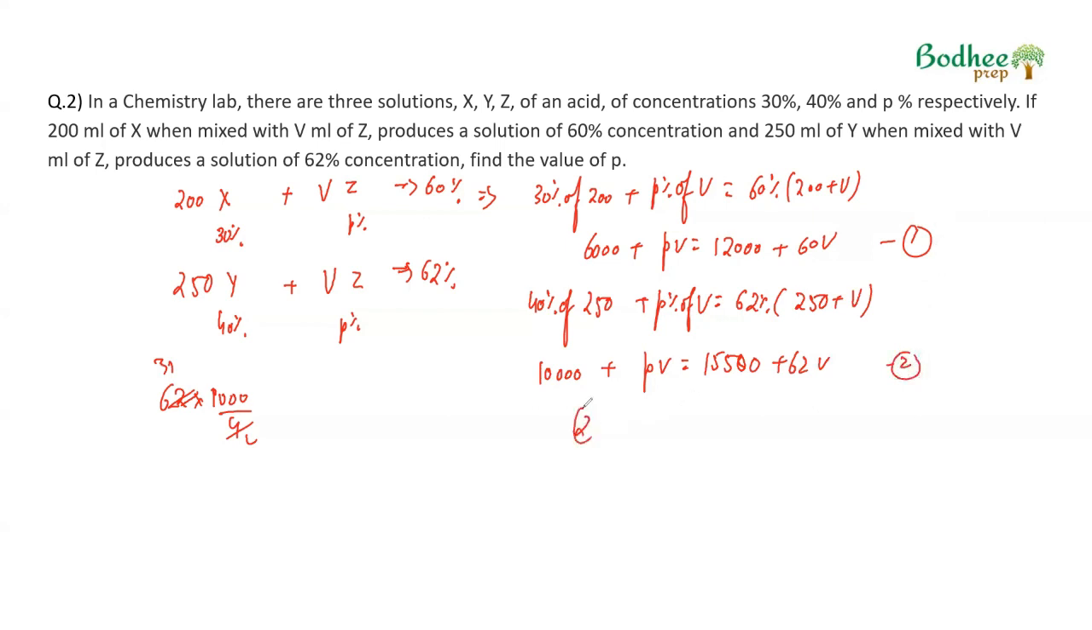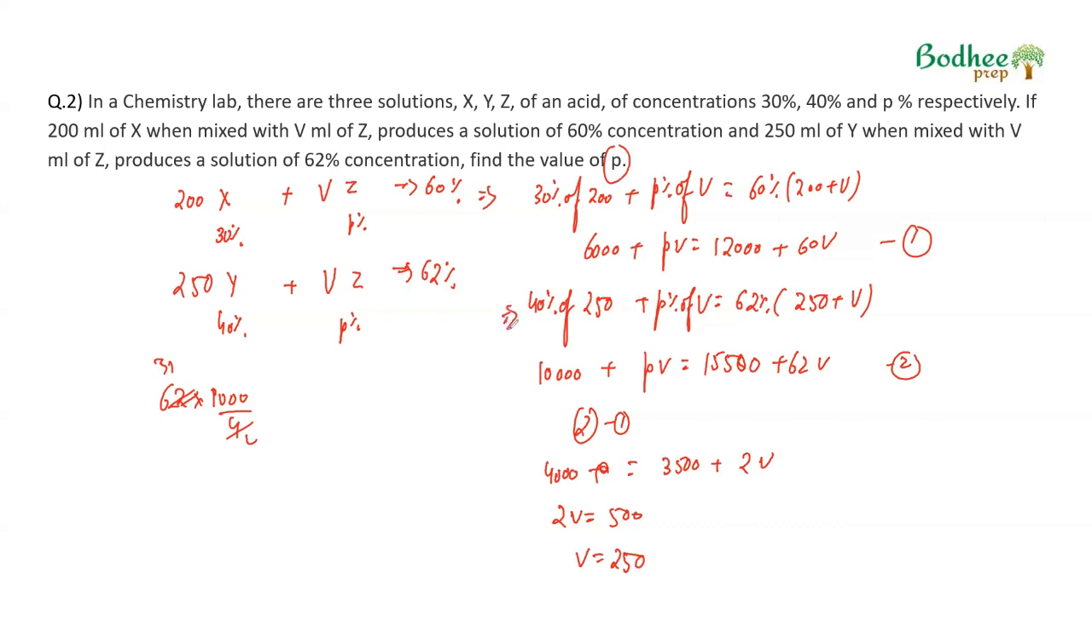Now what we do is we subtract equation 1 from equation 2. 2 minus 1. 10,000 minus 6,000 is 4,000. PV cancel. 15,500 minus 12,000 is 3,500. Plus 62 minus 60V is 2V. Which means 2V is equal to 4,000 minus 3,500, which is 500. So V is 250, 500 upon 2. We have to find the value of P.